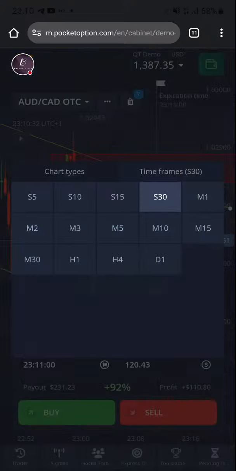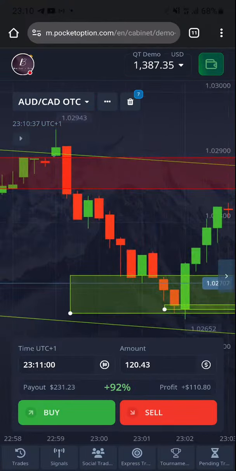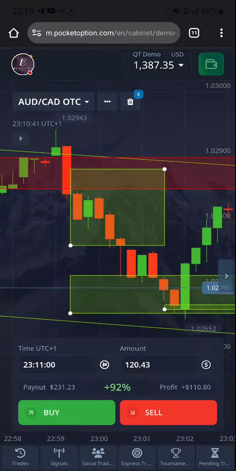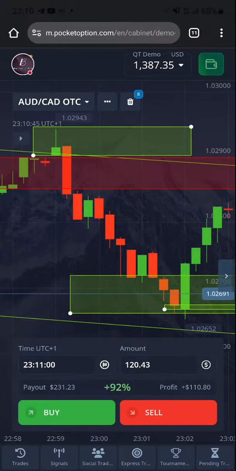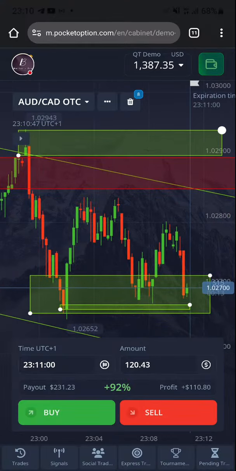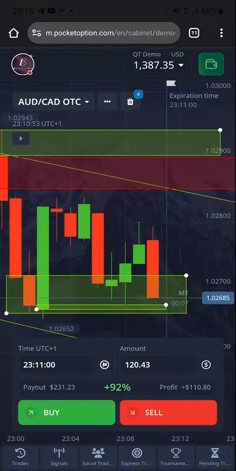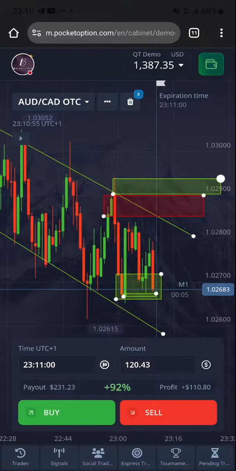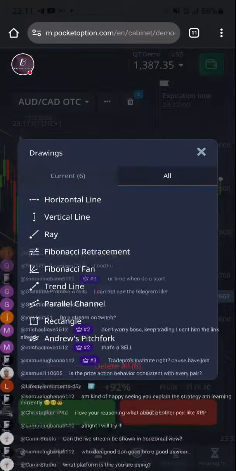Let's look for it. Look at this. Okay, we found the entry. You see this engulf? That's where the entry is. If price comes to that entry now, it's going to retrace. So what do we do? We mark it. Then we'll wait for price to come back into that entry. We go back to M1. We'll mark it as a lower time frame entry. So it's one of those things. Let me just mark it quickly.